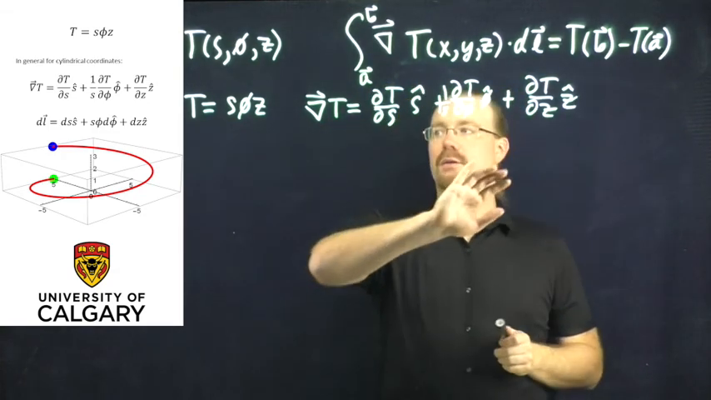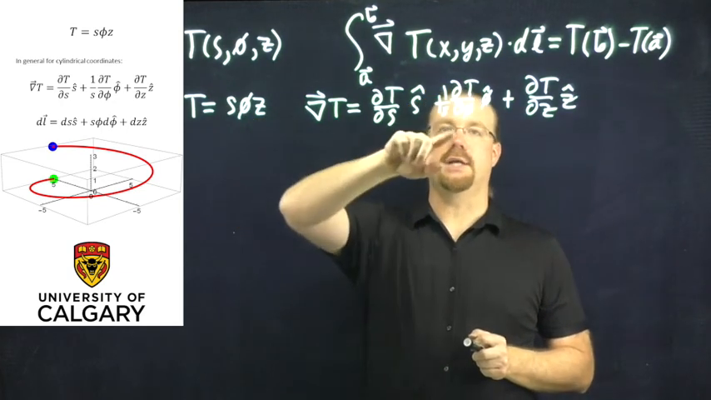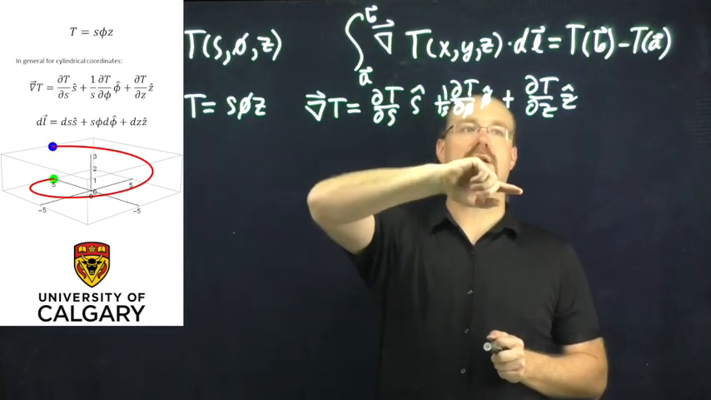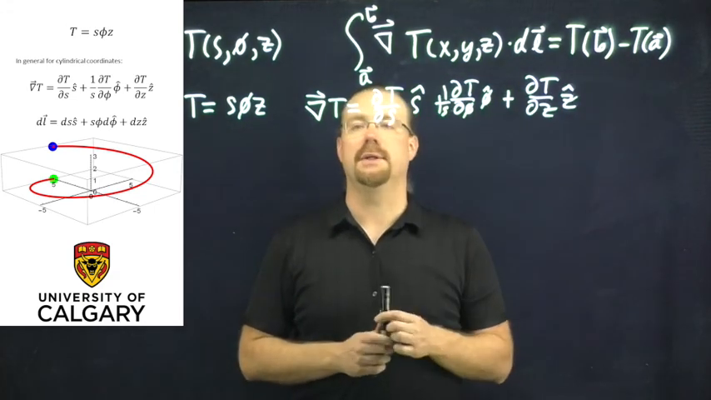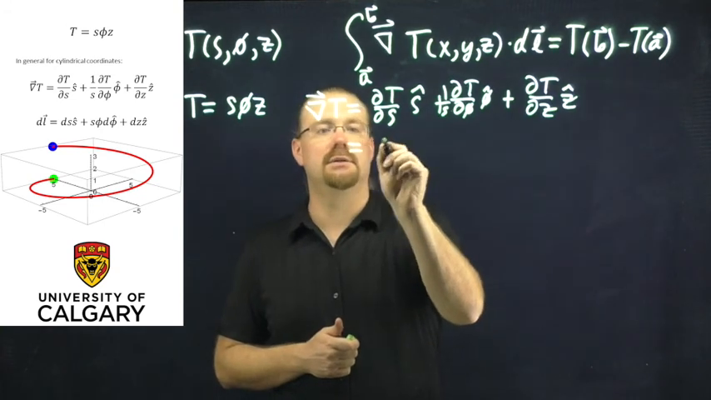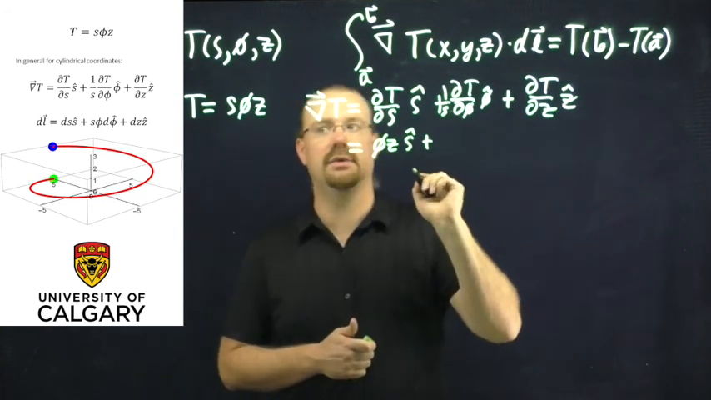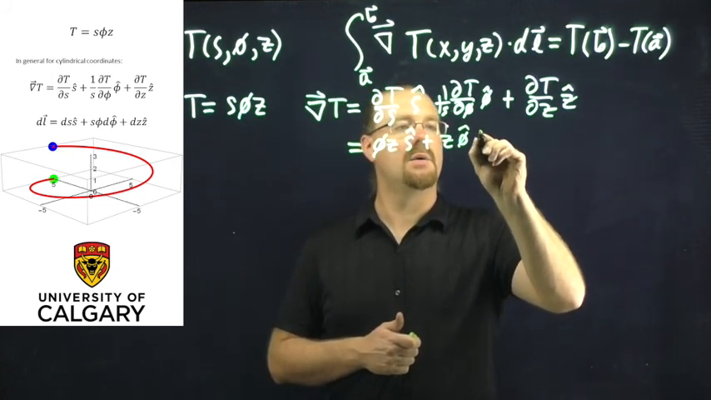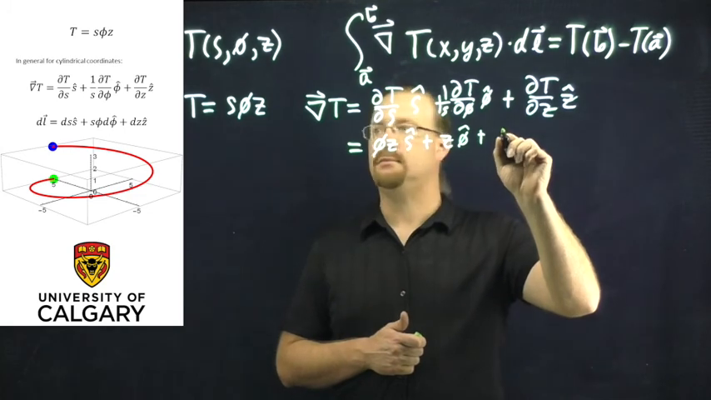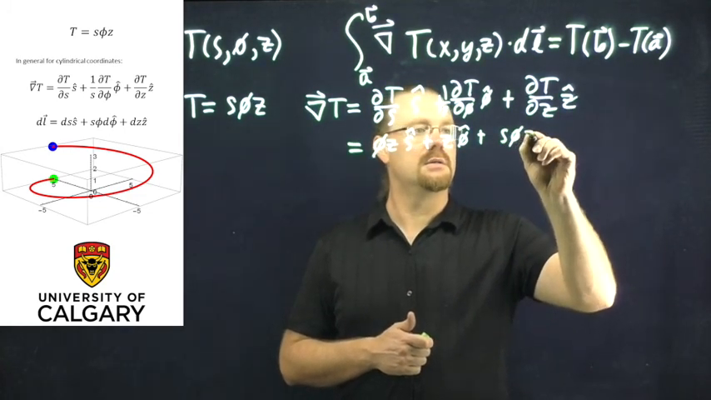For this particular function, we take the s derivative, s hat, 1 over s times the phi derivative, plus the derivative with respect to z. So this gives us phi z s hat plus z phi hat plus s phi z hat.